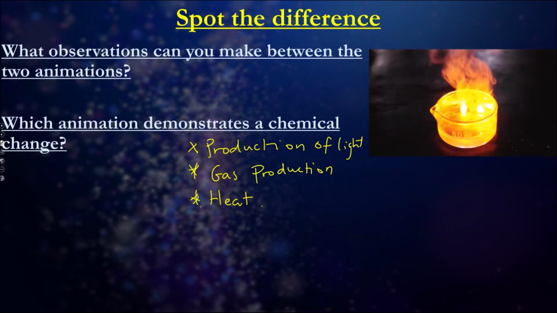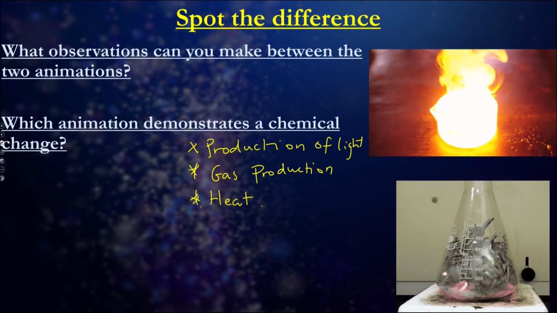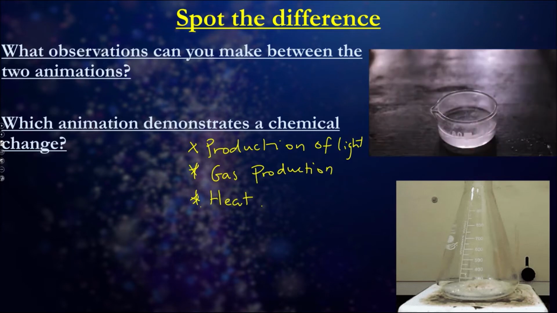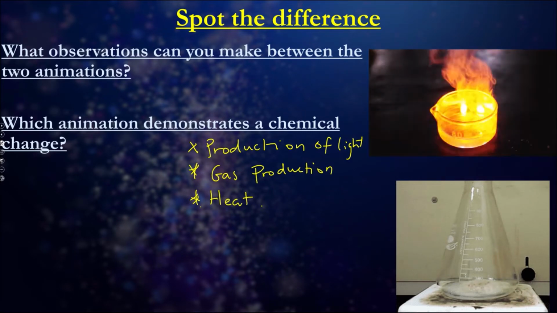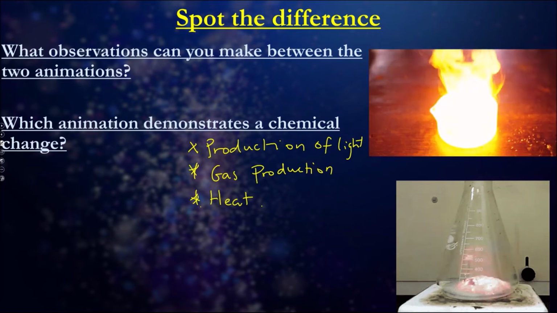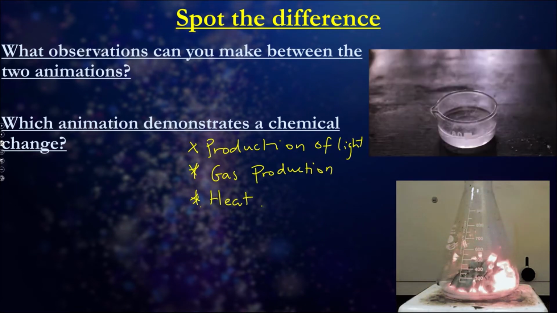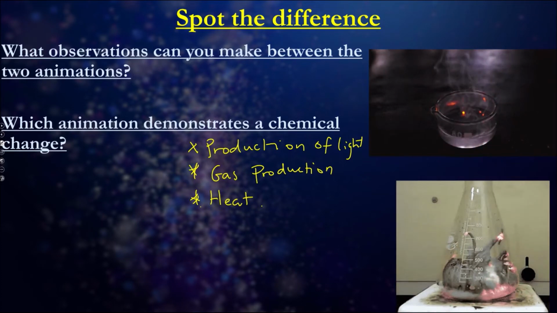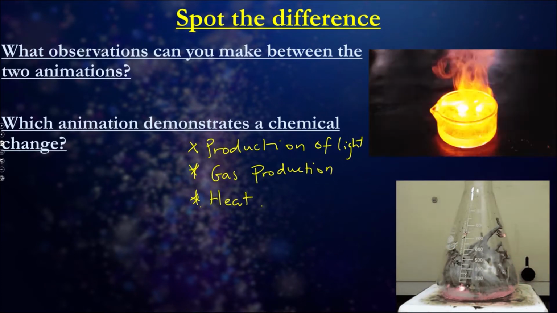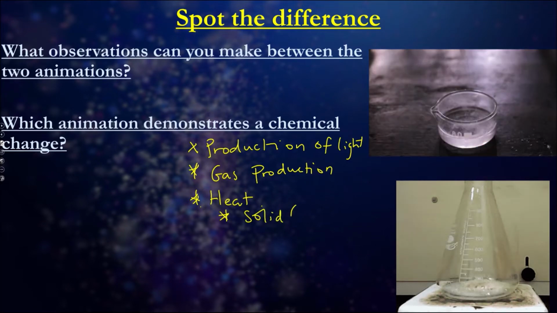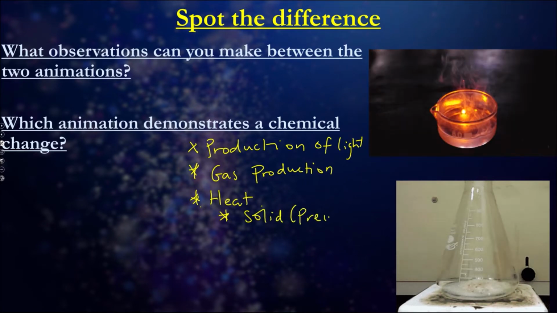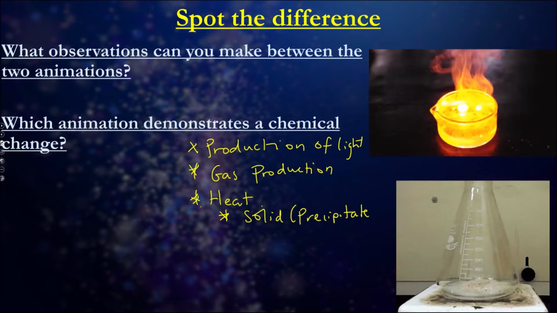Let's look at our second one. Here we can see fizzing bubbles. So again, gas production, and then we see the powder form together, and then we get this nice little solid coming out. So a formation of a solid, or what we call a precipitate.